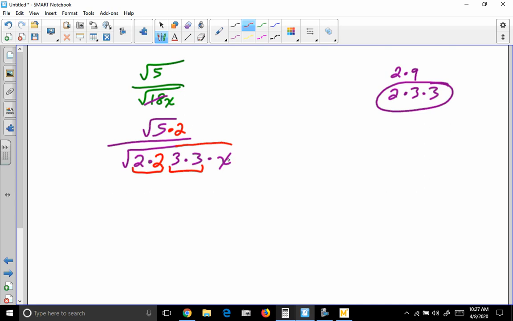But notice we only have one x. To get the x's out, we have to have a pair. So we pick up another x. Now we have a pair of x's, so we can pull them out. If we pick up an x on bottom, we have to pick up an x on top.